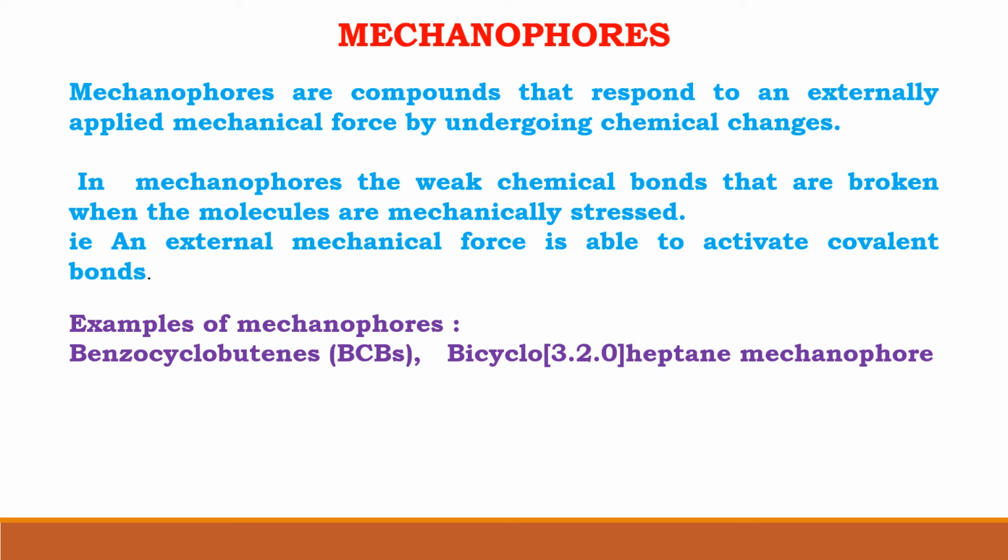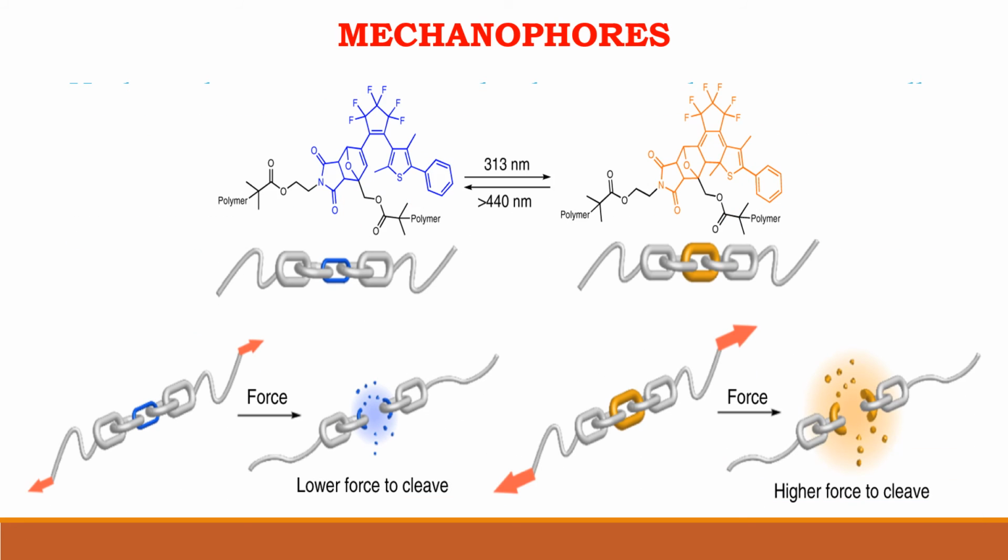Examples of mechanophores are benzocyclobutenes and bicyclo-3,2,0-heptane. Now see, here I am correlating the compound with a chain. In that particular chain, the links are connected to form the chain, and there is a blue colored link which is very weak. When I apply an external force, this blue colored link breaks, and hence this is an example of a mechanophore.